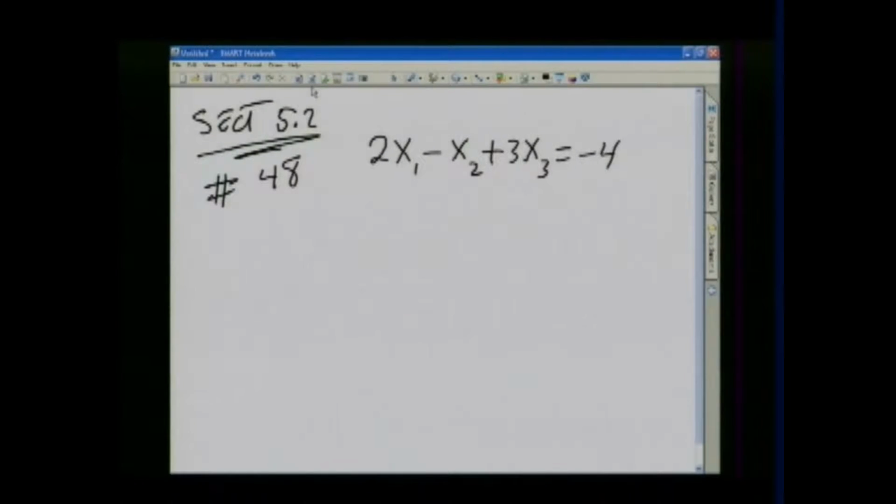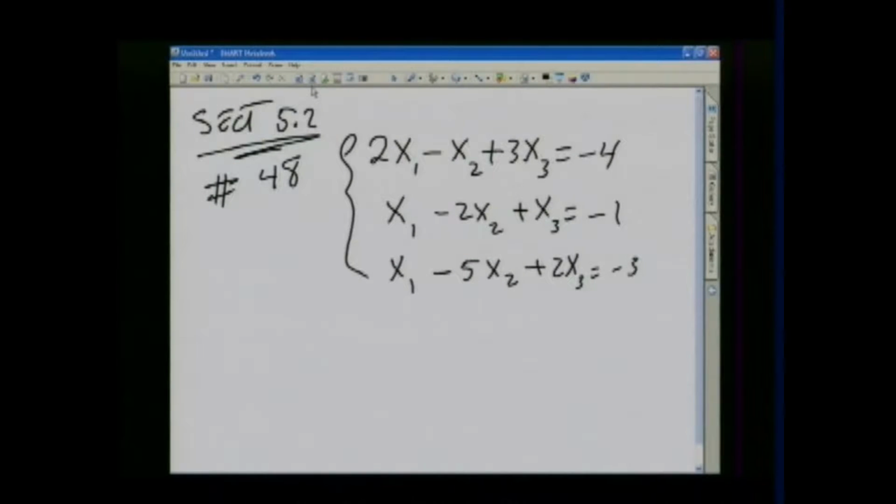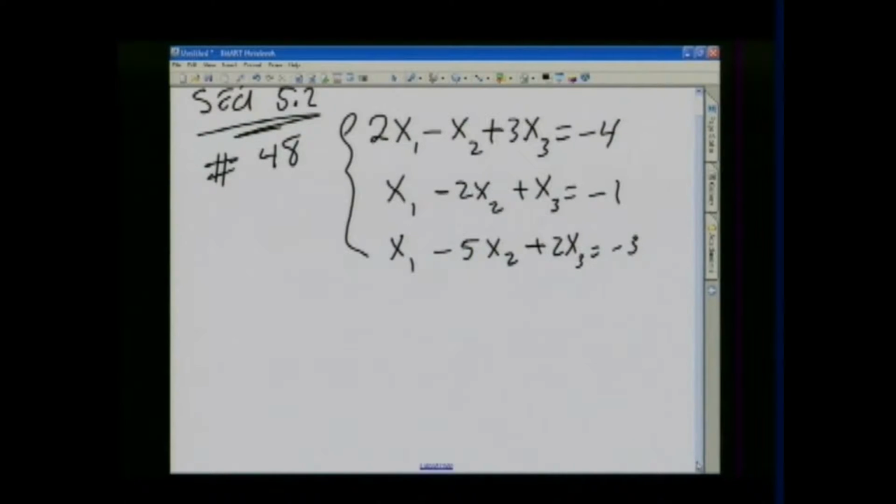That's one equation. x1 minus 2x2 plus x3 equal minus 1. And the third equation, x1 minus 5x2 plus 2x3 equal minus 3. This is a system of three equations and three unknowns. The variables here are, again, x1, x2, and x3. Those are the variables you try to solve for.